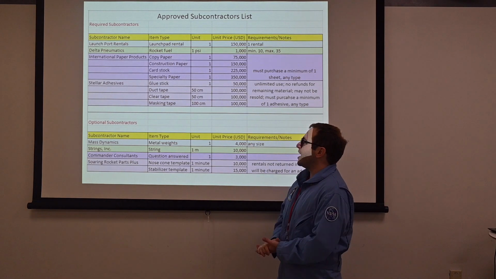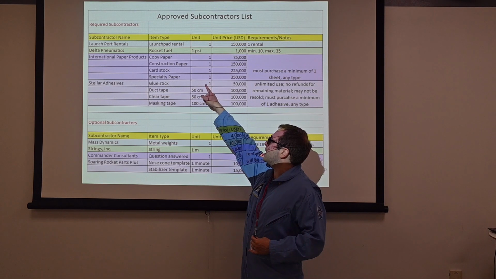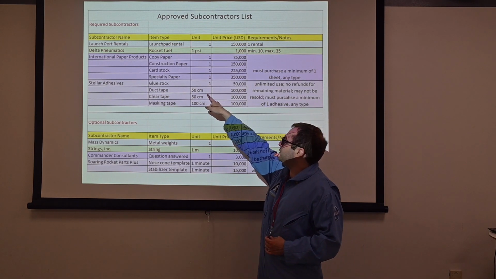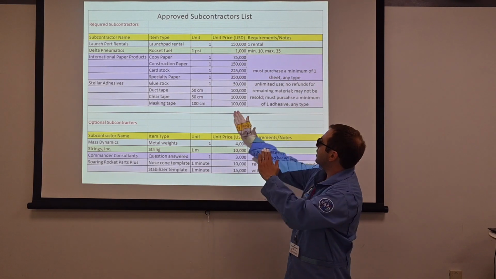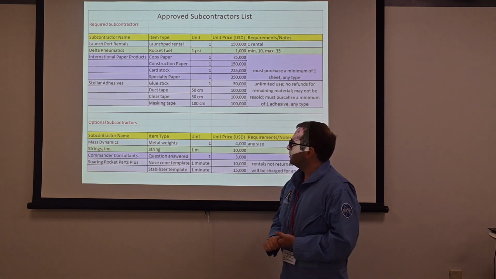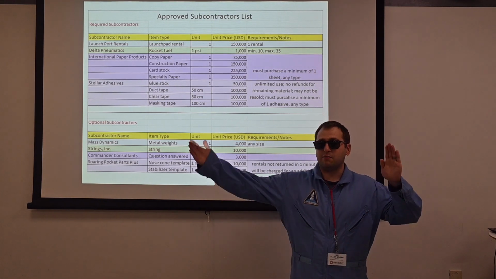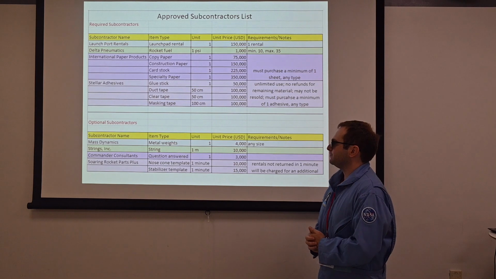Adhesives to hold your rocket together. Unlimited use of one glue stick for the time of our build is $50,000. 50 centimeters of duct tape, which is about this much, is $100,000. The same goes for clear tape. Masking tape is also $100,000 for twice as much, a full meter of masking tape.